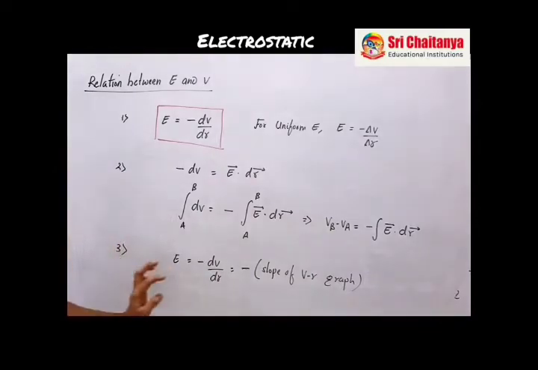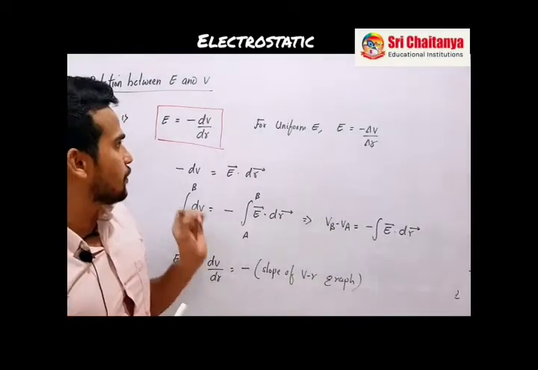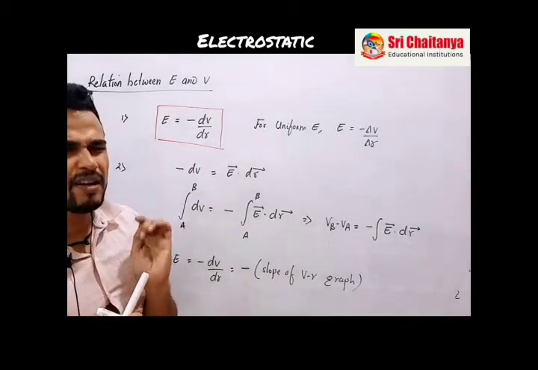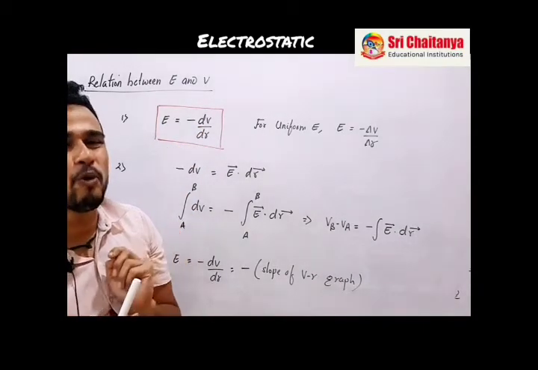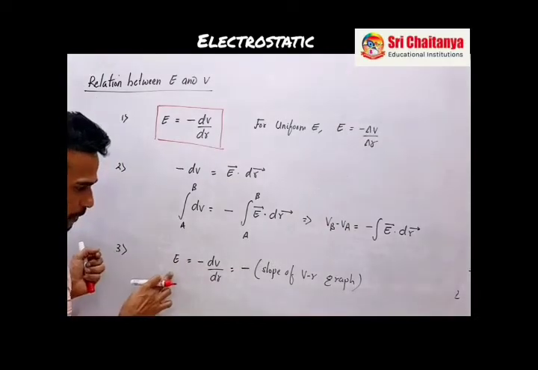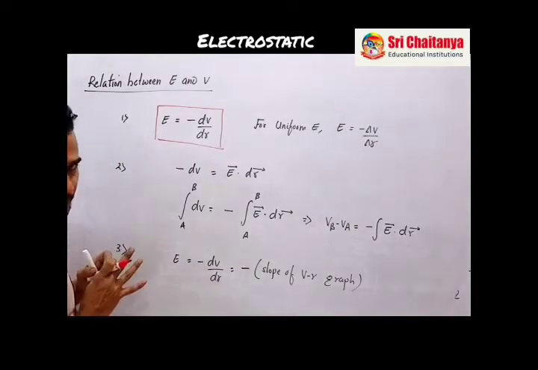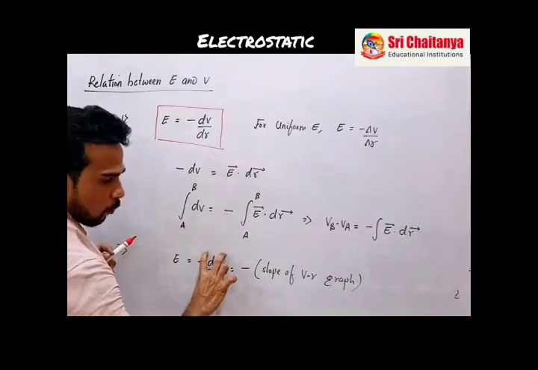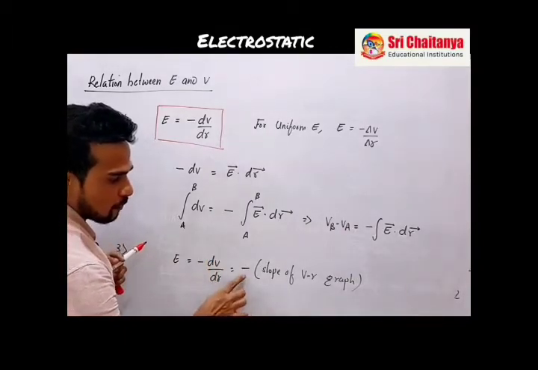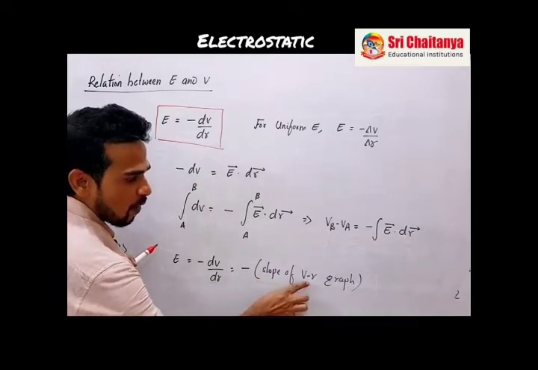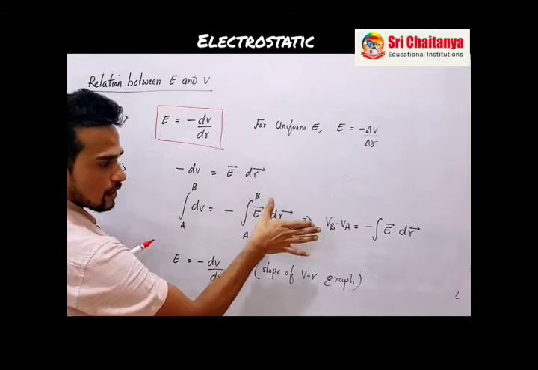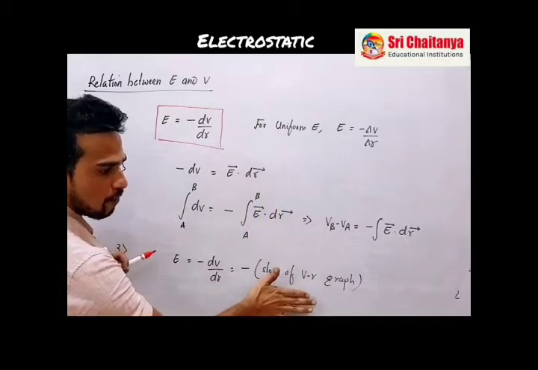Now, the third thing from where questions are asked. If you see, electric field is coming with the help of differentiation. Differentiation also means slope. So actually, electric field is minus dV by dr, and this dV by dr also represents slope. So electric field will also be equal to minus of the slope of the V-r graph. So questions are asked from here also.